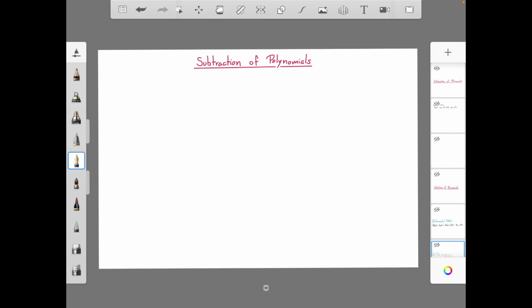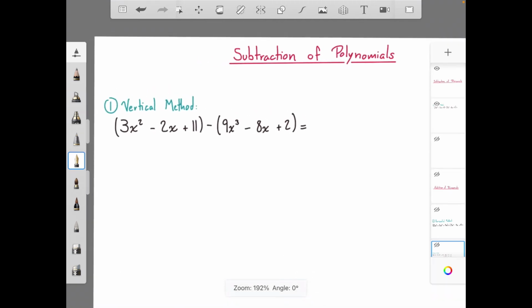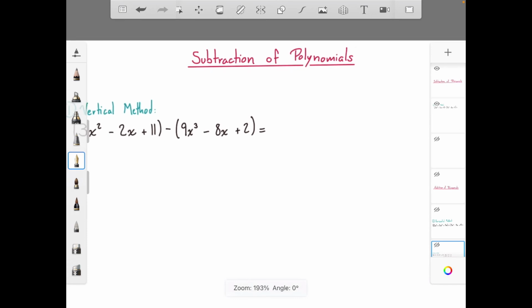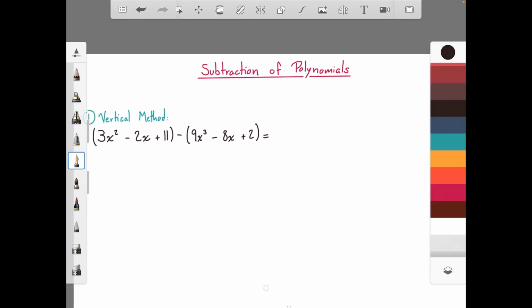Okay, so now we are going to solve this exercise using the vertical method. It says 3x to the second power minus 2x plus 11 is being subtracted to 9x to the third power minus 8x plus 2. Now we have to rewrite this operation so we can get an addition.